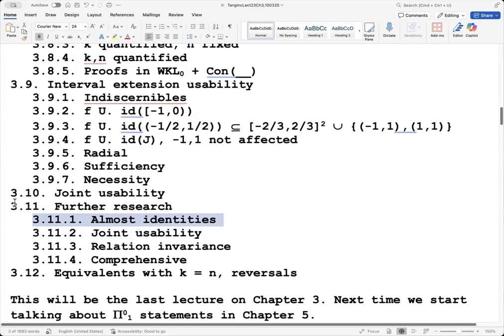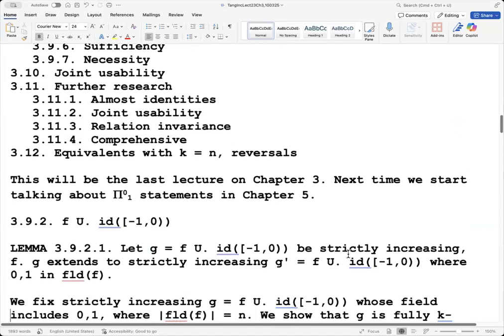All right. I would guess I won't have much time to talk about much of this, but I will talk about joint usability briefly. This is important, and for very interesting reasons. It's more important than you might think. Joint usability. All right, so let's see what we've got here. Last lecture on chapter 3.